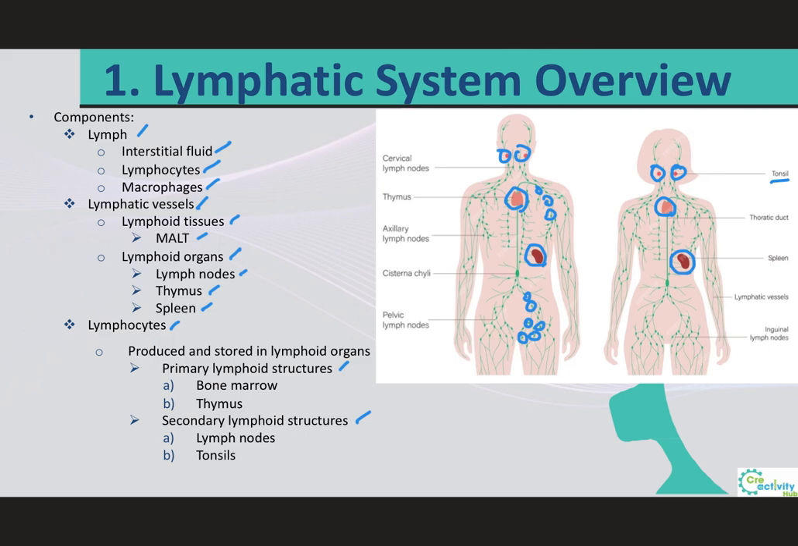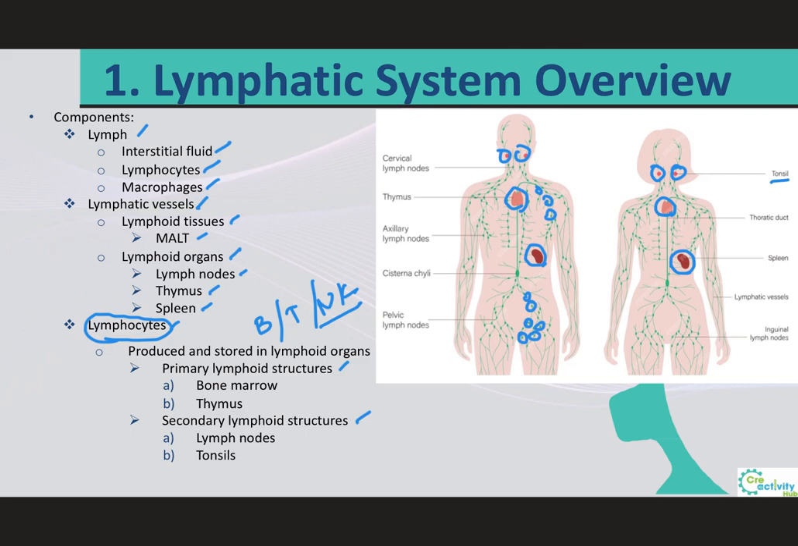They're going to be responsible for the development and the maturation of lymphocytes, and they can contain the stem cells that will divide to produce daughter cells that will then differentiate into either B cells, T cells, or NK cells, which are the natural killer cells. And we will talk more about these cells in the next few slides.